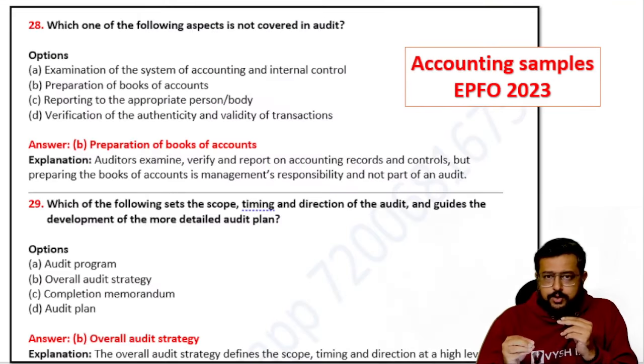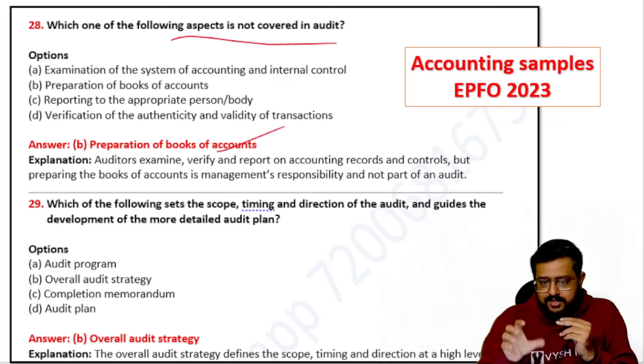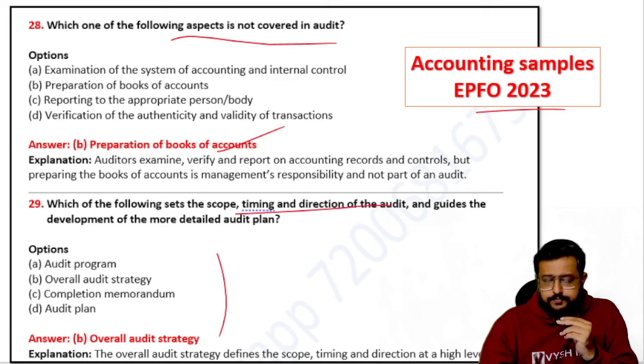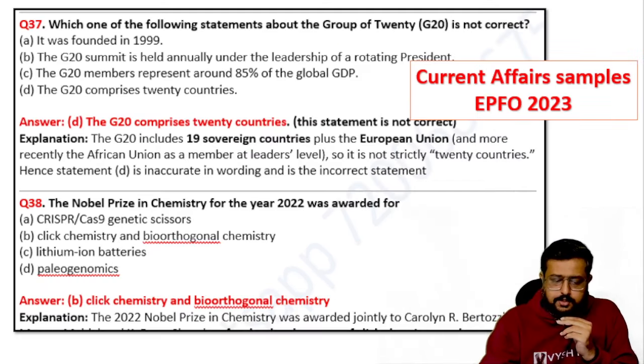Then we have accounting questions, which will be problem-type questions and also static theory-type questions. Like here, which of the following is not covered in an audit. That is theory that we will teach you. We'll give you the notes and also the questions. This is a 2023 question which I'm showing you here. And then the scope, timing and direction of the audit, the order, that will also be asked in theory format.